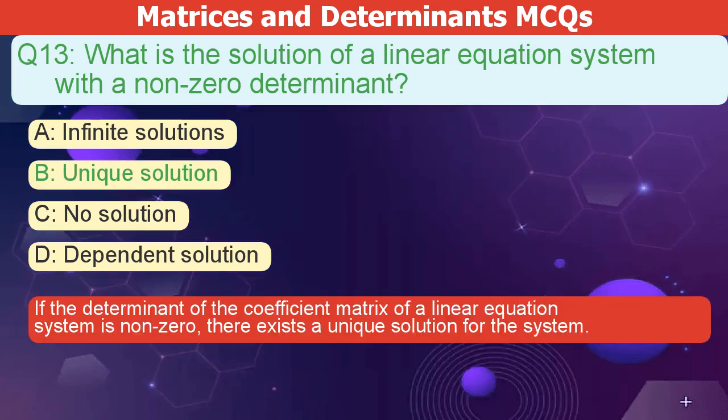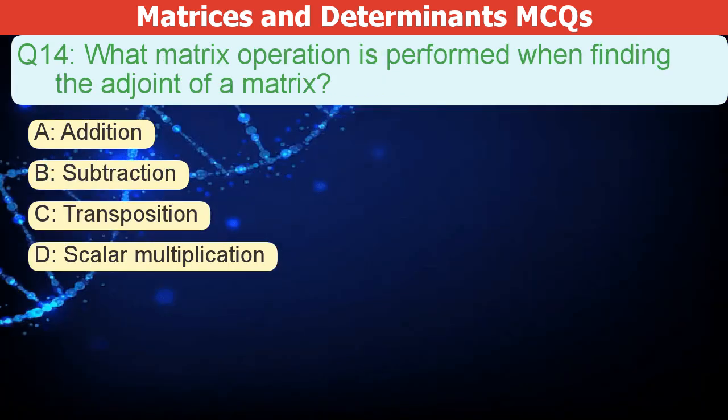If the determinant of the coefficient matrix of a linear equation system is non-zero, there exists a unique solution for the system. What matrix operation is performed when finding the adjoint of a matrix?